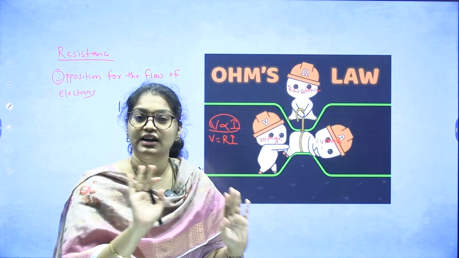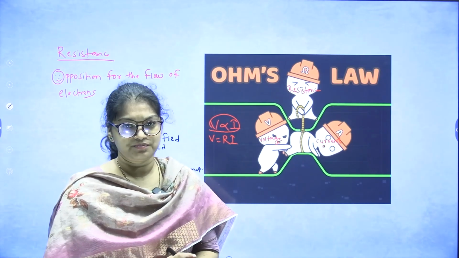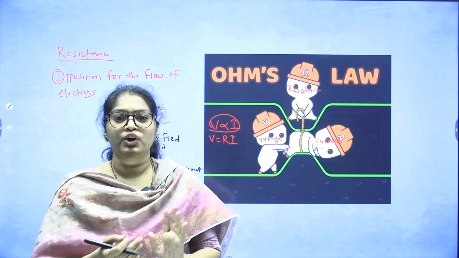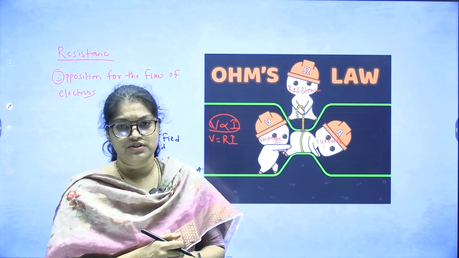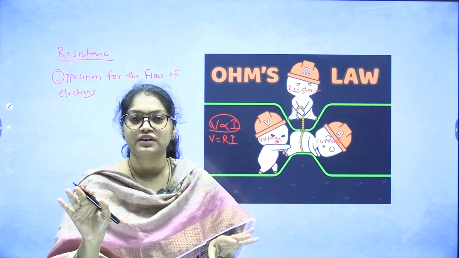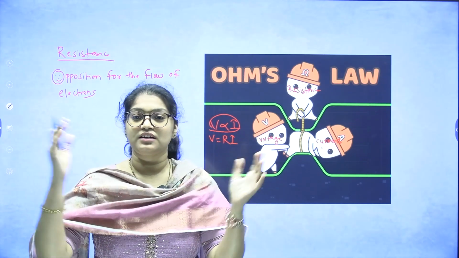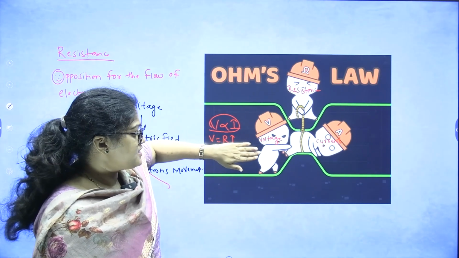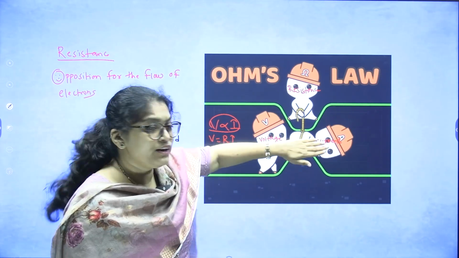Pushing the current means here the electrons. What are the charge carriers in the conductor? Electrons. Now the protons are the positive charge. Charge carrier means electrons. Don't confuse with the word. The charge carriers here are electrons. The voltage is pushing the current to go.